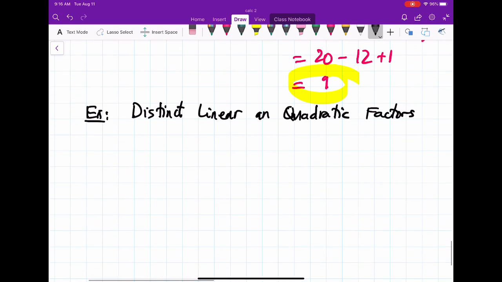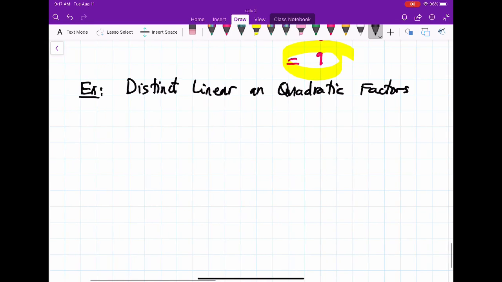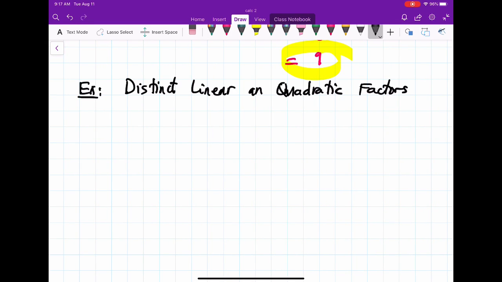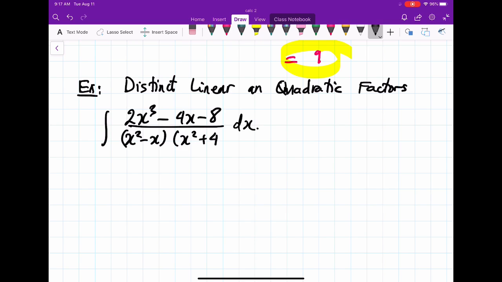So let me show you a couple of problems before we finish this video, right? And then I think that we don't need to solve integrals in this situation. But let's talk about this integral. 2x cubed minus 4x minus 8 over (x squared minus x) times (x squared plus 4) dx. Again, we need to work with the denominator first. I have (x squared minus x)(x squared plus 4) equal to 0.